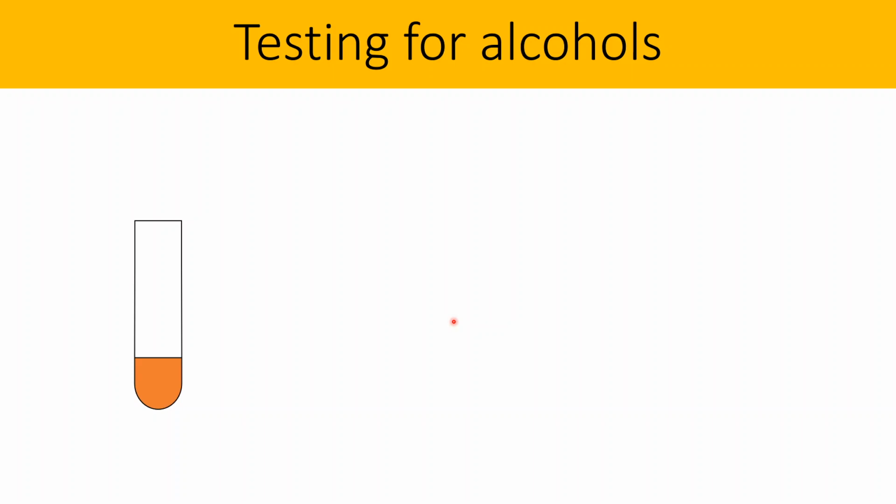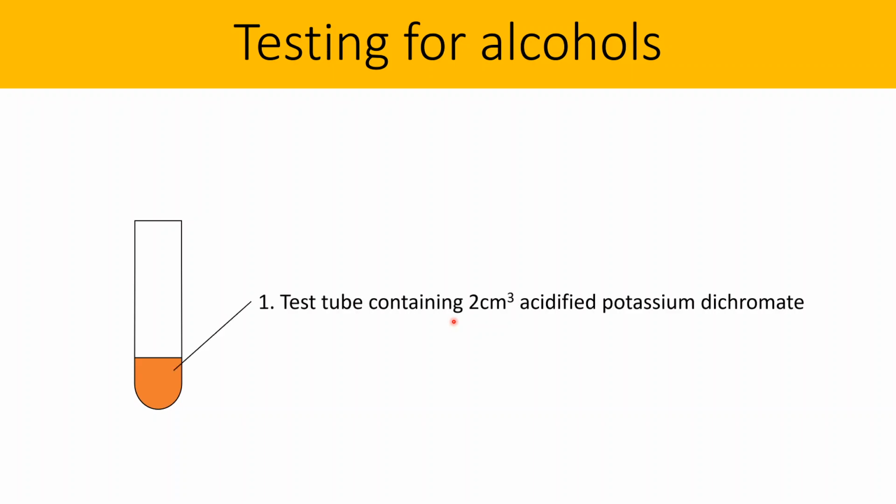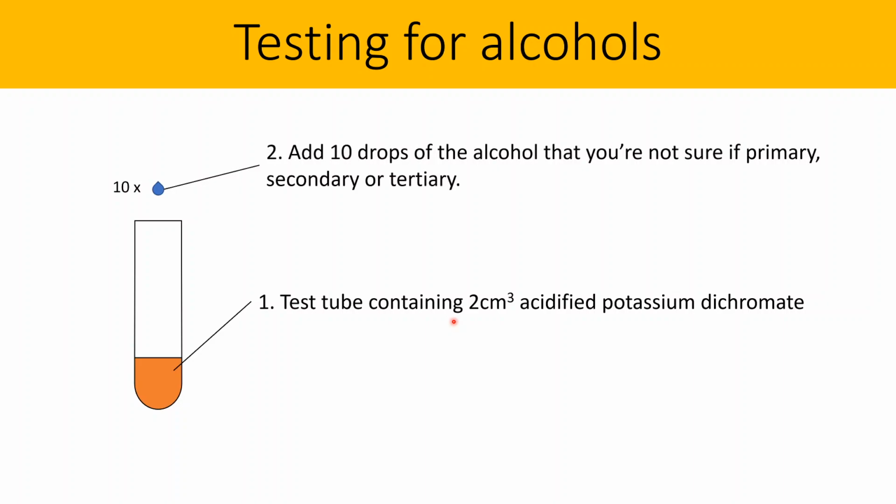So how do we actually use these tests now to test for alcohols? Well, we need to be able to explain this method. So we're talking about how we could distinguish between primary, secondary and tertiary alcohols. If you take a test tube and fill it with 2 centimetres cubed of acidified potassium dichromate, you probably want to use a glass pipette to transfer that into there. And then if you take about 10 drops of whatever alcohol you're looking at, and that alcohol, again, you don't know whether it's primary, secondary or tertiary, and if you drop that into the test tube containing acidified potassium dichromate, then heat it up in a water bath.